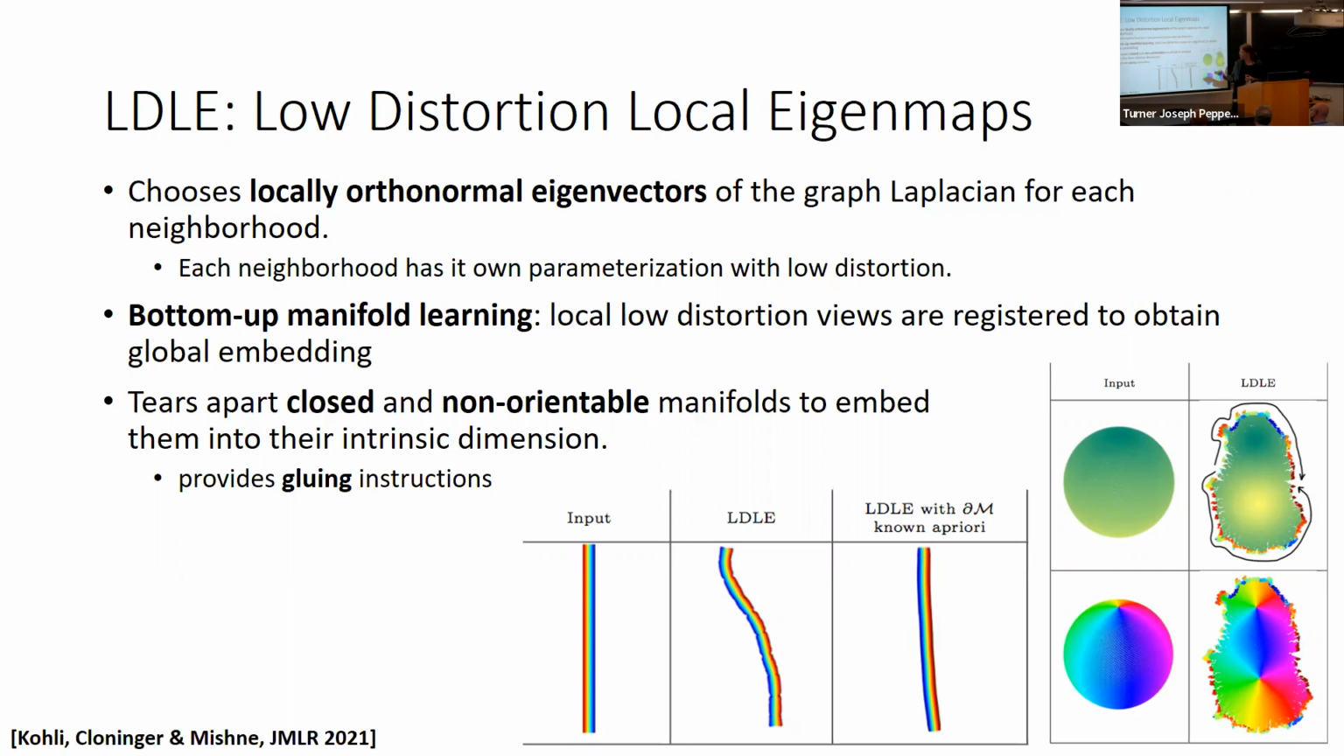And in embedding this high aspect ratio rectangle, we don't incur this kind of twist or breaking apart that we saw with UMAP. And furthermore, we're able to design LDLE so that if you know what your boundary is, if you know what points are on the boundary of your data, then we can take that information in order to obtain a better embedding of the data.